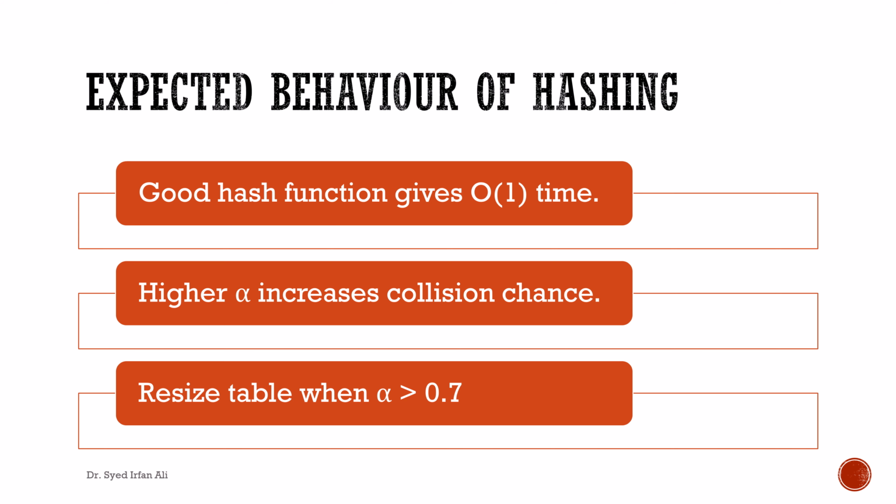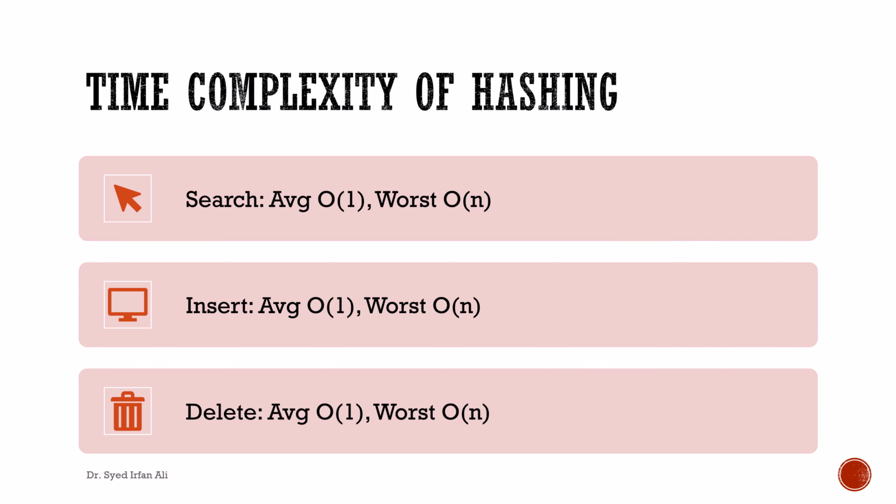With a good hash function and controlled load factor, hashing provides constant time performance. As load factor increases, collision probability also increases. To maintain efficiency, hash tables are usually resized and rehashed when load factor exceeds a threshold like 0.7.